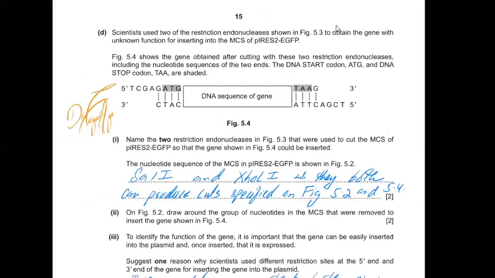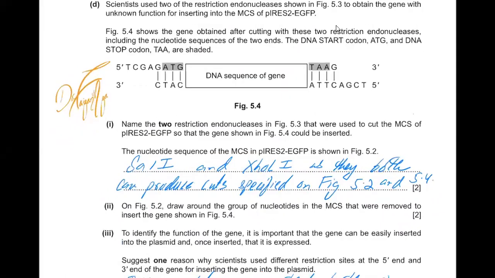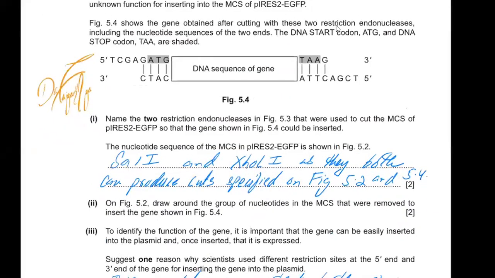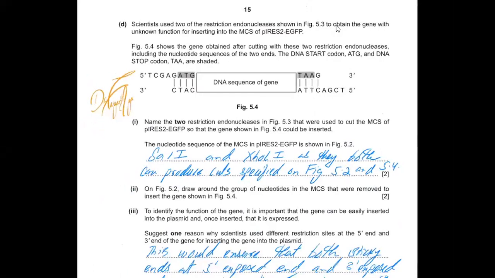Without a start and stop codon, the gene cannot work. They are saying: name two restriction nucleases in figure 5.23 that were used to cut the MCS of this plasmid, so the gene shown in figure 5.4 could be inserted.